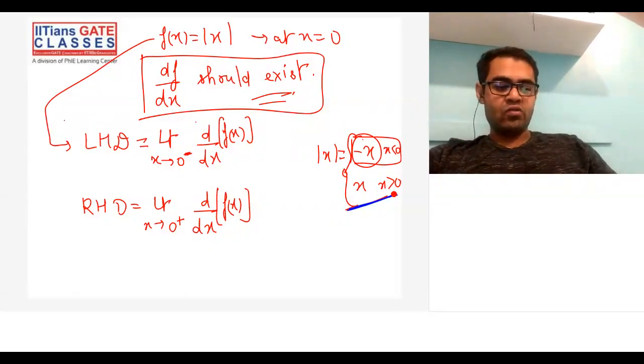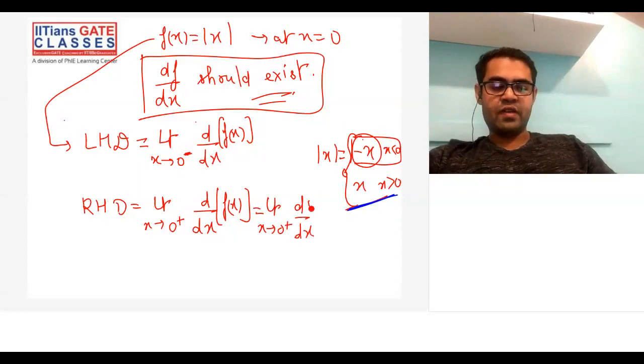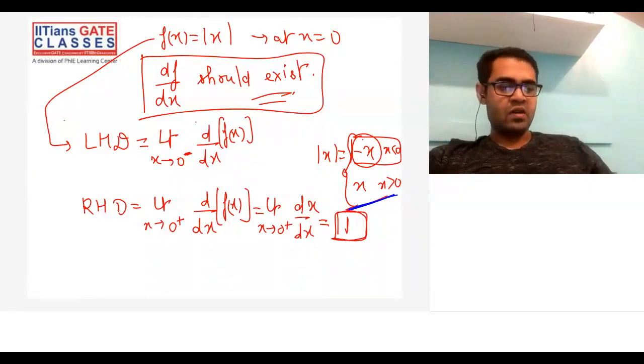So if I choose the definition for LHD, let me solve for RHD first. Limit x tends towards 0 plus, d by dx of x only. And d by dx of x is 1. So RHD comes out to be 1. Okay, so I'll again solve LHD over here.